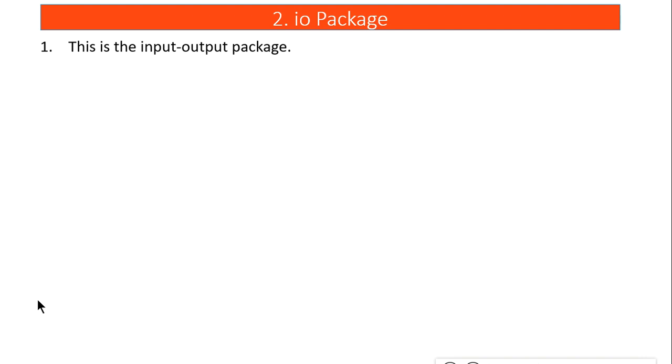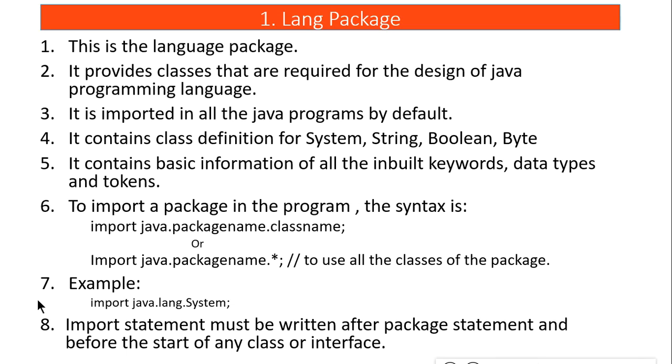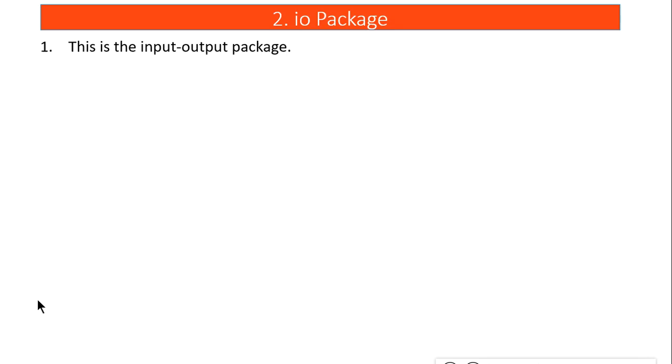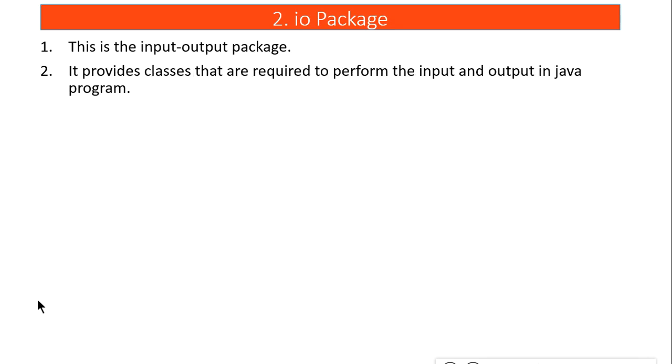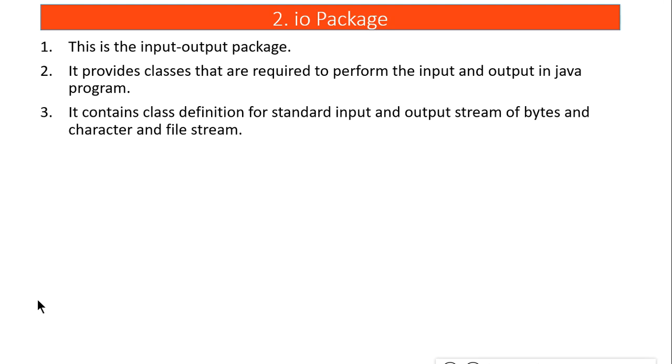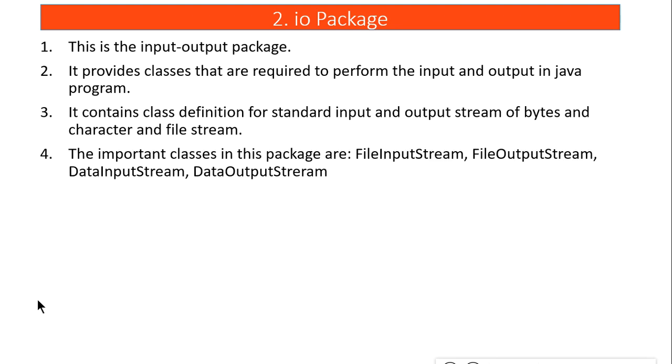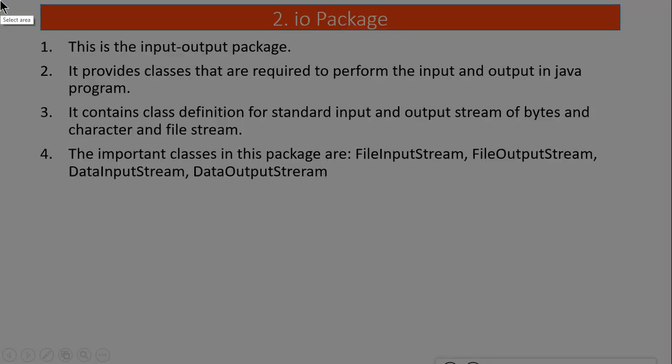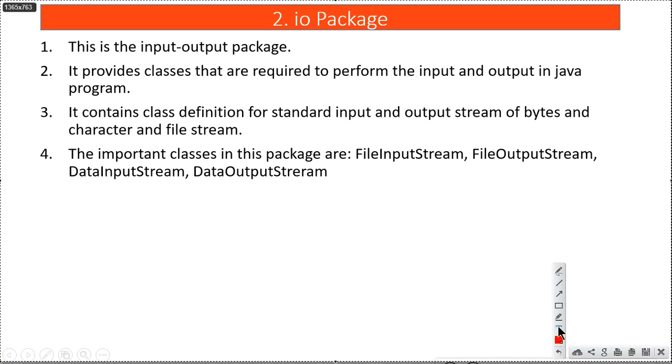Okay, so once we have this lang package and I have explained you how to use the import statement, we can continue with IO package, input output package. It provides classes that are required to perform the input and output in Java. Basically, when you are writing a program to read the data from the file or to write the data in the file, or any input output related to buffer, then you can use IO package. Okay, so these are the important classes here.